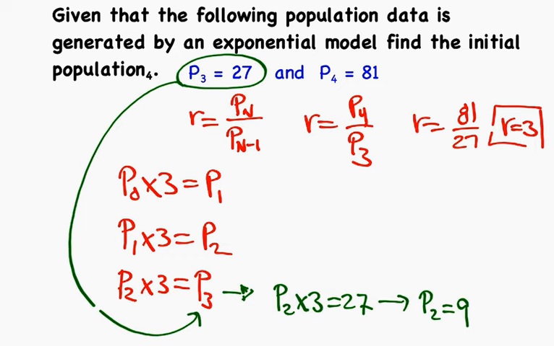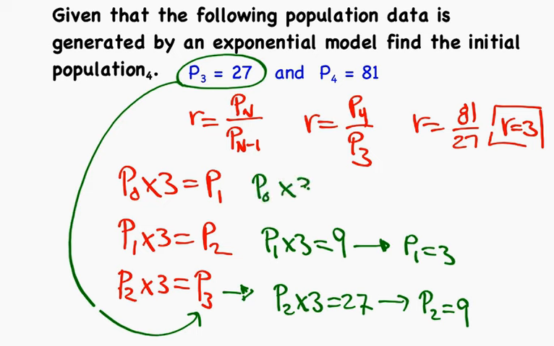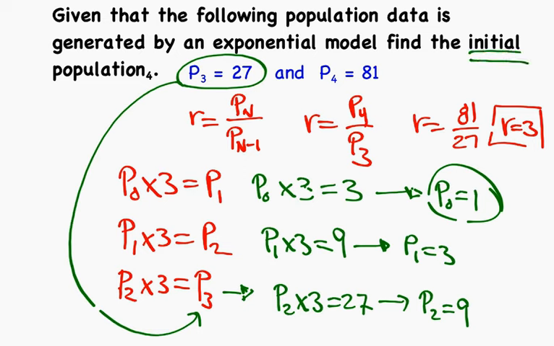Now we can plug this into the previous line. P1 times 3 is P2, which we just found out was 9. If we divide both sides by 3, we get that P1 is 3. And now we can find P0, which is the initial population, multiplied by 3 gives us P1, but we just found that P1 is equal to 3. If we divide both sides by 3, we find that P0 is equal to 1, and that is our initial population. That's what the question was asking us to find.